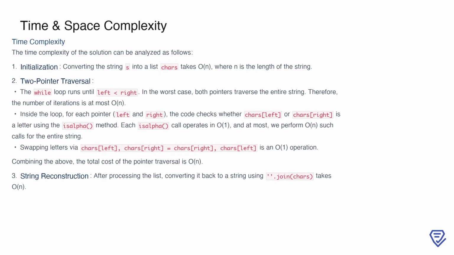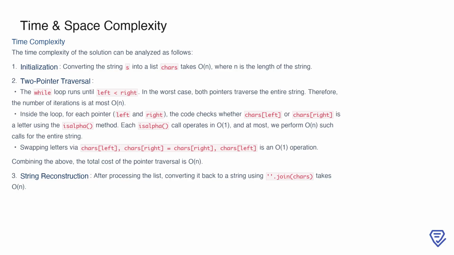To analyze the time complexity of our solution, we start by considering the initialization step. Converting the input string into a list, which we call chars, takes O(n) time because we process each character once. Then, we use a two-pointer approach to traverse the string. The while loop continues as long as the left pointer is less than the right pointer. In the worst case, each pointer traverses the entire string, resulting in O(n) iterations.